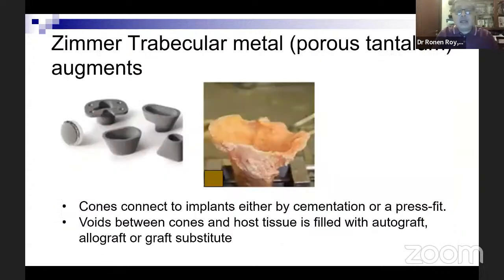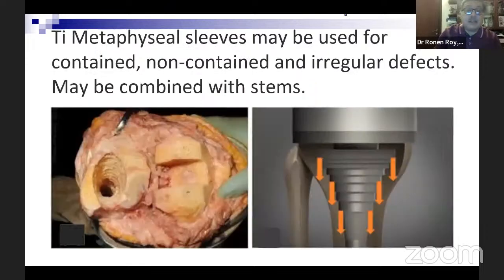And nowadays, we have the luxury of metaphyseal sleeves as well as tantalum augments. And these can actually help us in filling larger metaphyseal defects. The titanium metaphyseal sleeves can also be used for non-contained and irregular defects. And these can be combined again with stems.